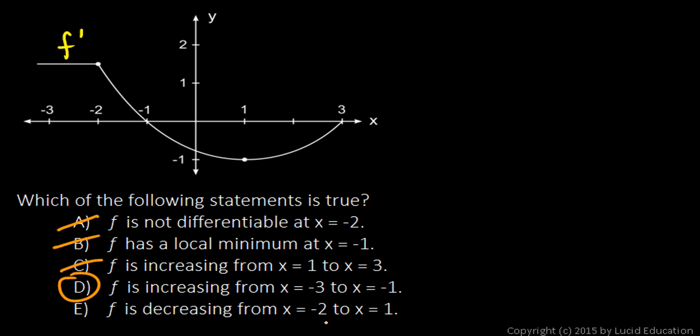And E, f is decreasing from negative 2 to 1. Well, from negative 2 to 1, f prime is decreasing, but f is not. f is increasing part of the time and decreasing part of the time, so it's not E, and D is the correct answer. D is the only choice out of those 5 that is true.